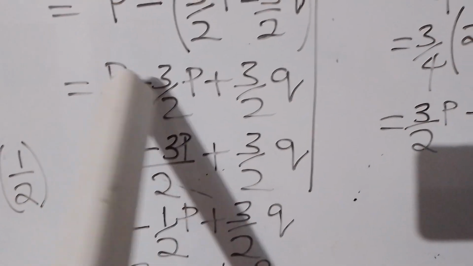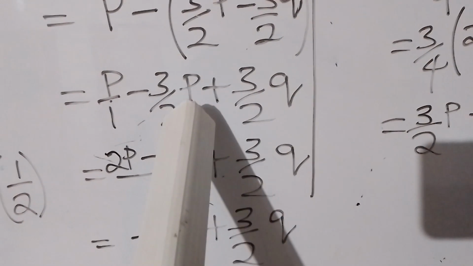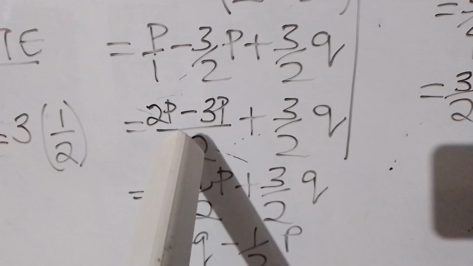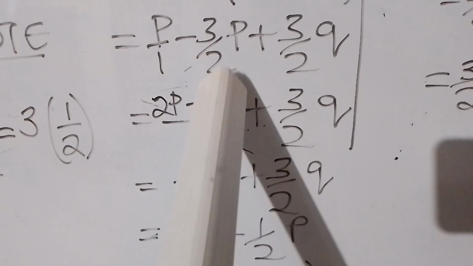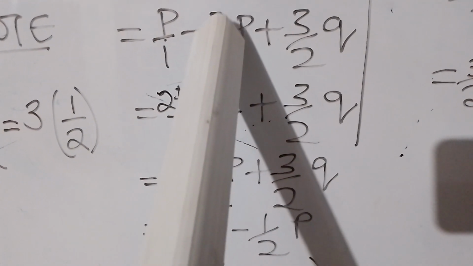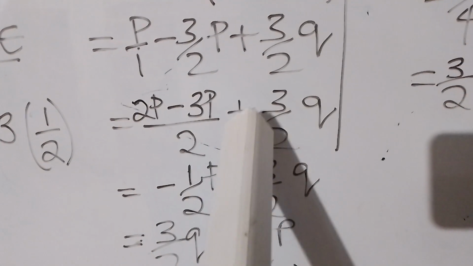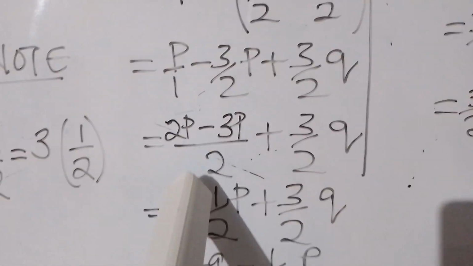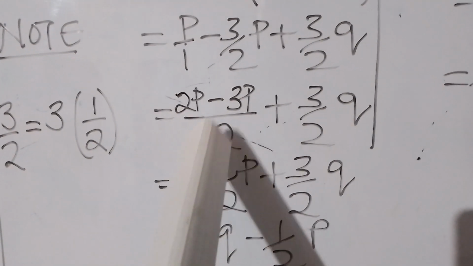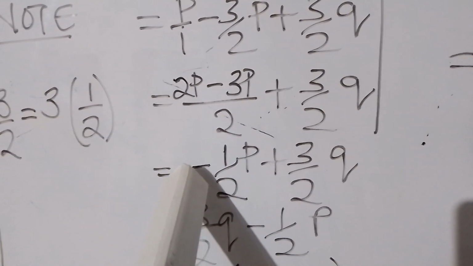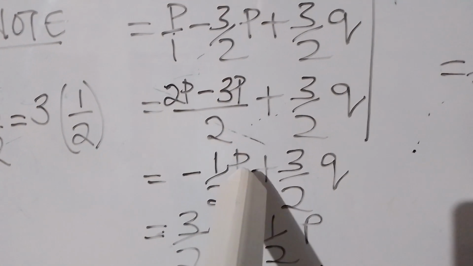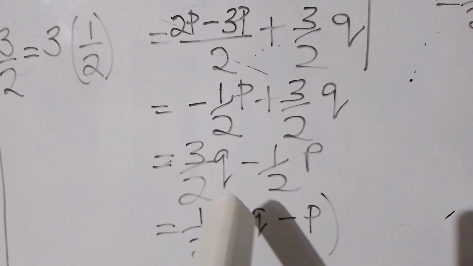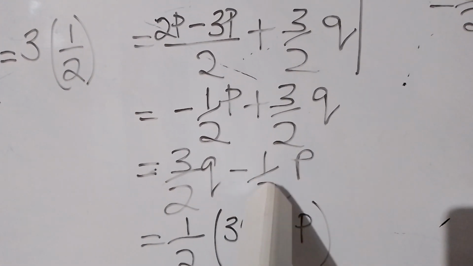These vector P and 3 over 2P, they are alike terms. So we look for a common denominator here, which is 2. 1 into 2 times P, that gives us 2P minus 3P, plus 3 over 2Q. So from here, when we group the like terms, we add them, we are going to get negative half P plus 3 over 2Q. Rearranging it in order, it is going to be 3 over 2Q minus half P.